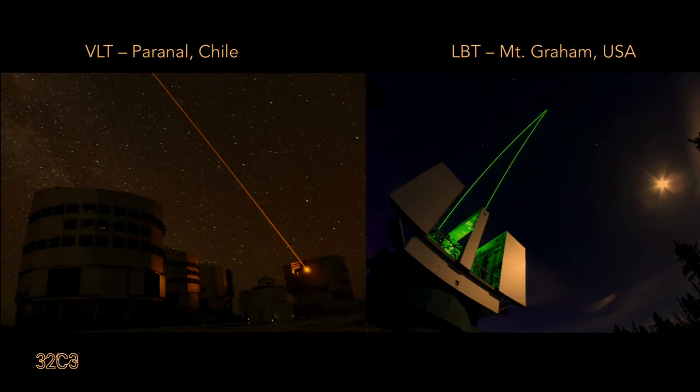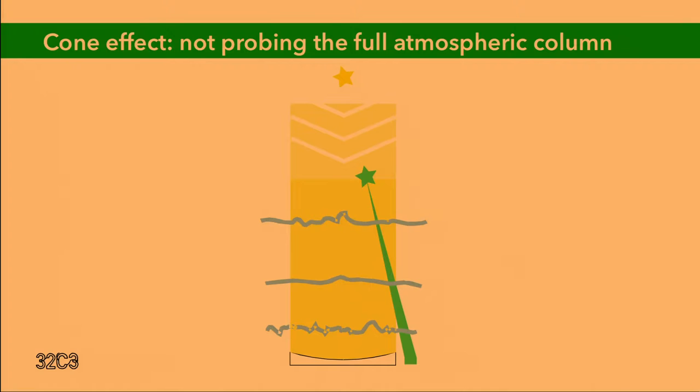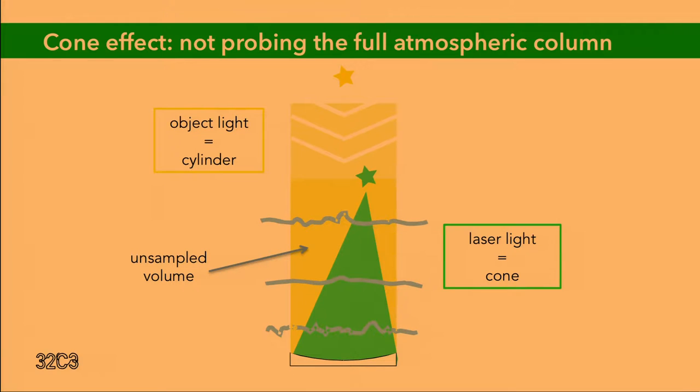Let's look into that. If you shoot the laser into the atmosphere, of course, you do have a problem. The star is infinitely far away, and the light that comes down is in a cylinder. And if you shoot a laser up, it's a cone. So you only probe the green region, and the unsampled volume of turbulence is to the side. That is a problem with our laser AO.